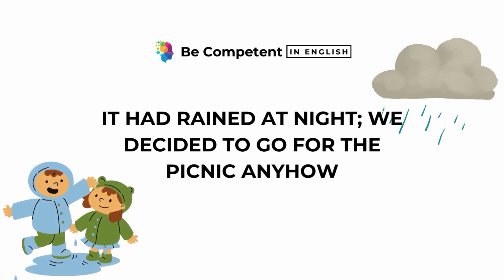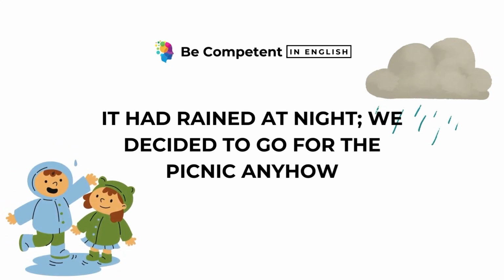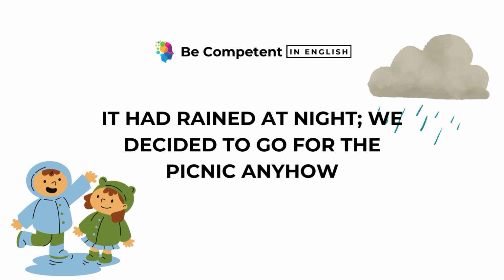Okay, fine. Something that may happen in a compound sentence is that there isn't any need for a coordinating conjunction. A coordinating conjunction is not appropriate there. So in that situation, what do we do? We use a semicolon. For example, we say: it had rained at night; we decided to go for the picnic anyhow. See, we have not used any coordinating conjunction over here because it was not appropriate. So we have used a semicolon.